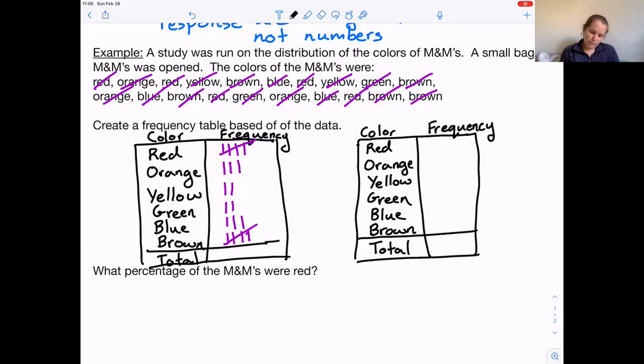We had a total of 5 red, looking at our tally marks, 3 orange, 2 yellow, 2 green, 3 blue, and 5 brown. And if we add these all up, we have 5 plus 3 is 8, plus 2 is 10, plus 2 is 12, plus 3 is 15, plus 5 is 20. So we had 20 in total.